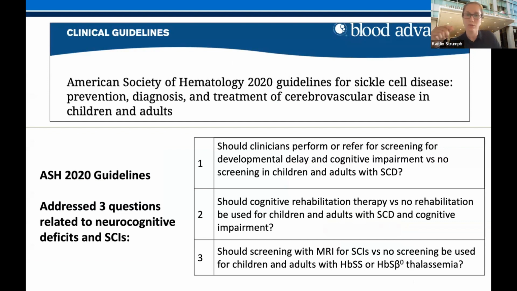I'll go through them. The first one was, should clinicians perform or refer for screening for developmental delay and cognitive impairment? The second question was, should cognitive rehabilitation therapy be used for children and adults with sickle cell? And should screening with MRI for silent cerebral infarcts be used in children or adults with sickle cell anemia?